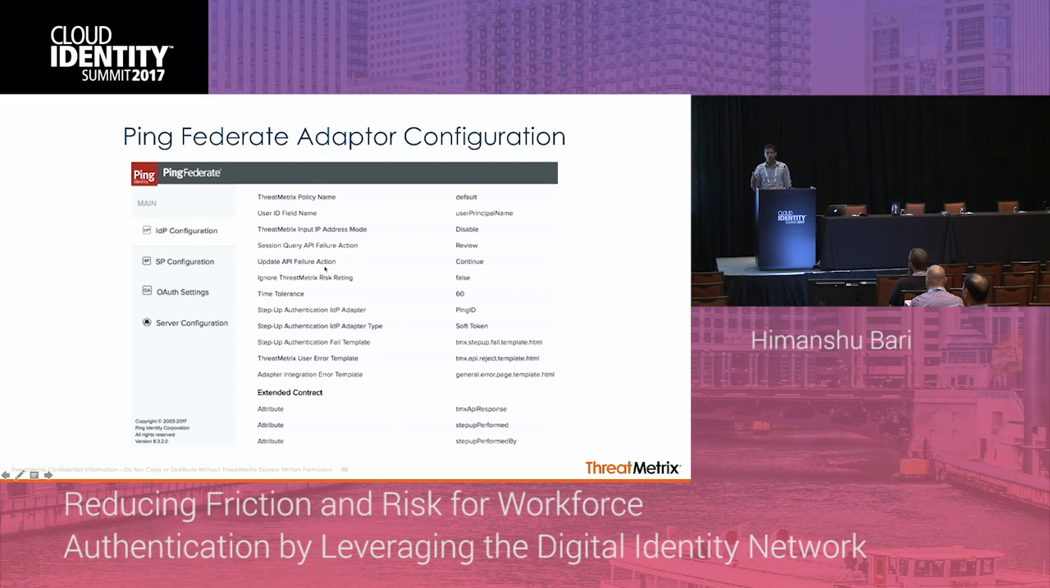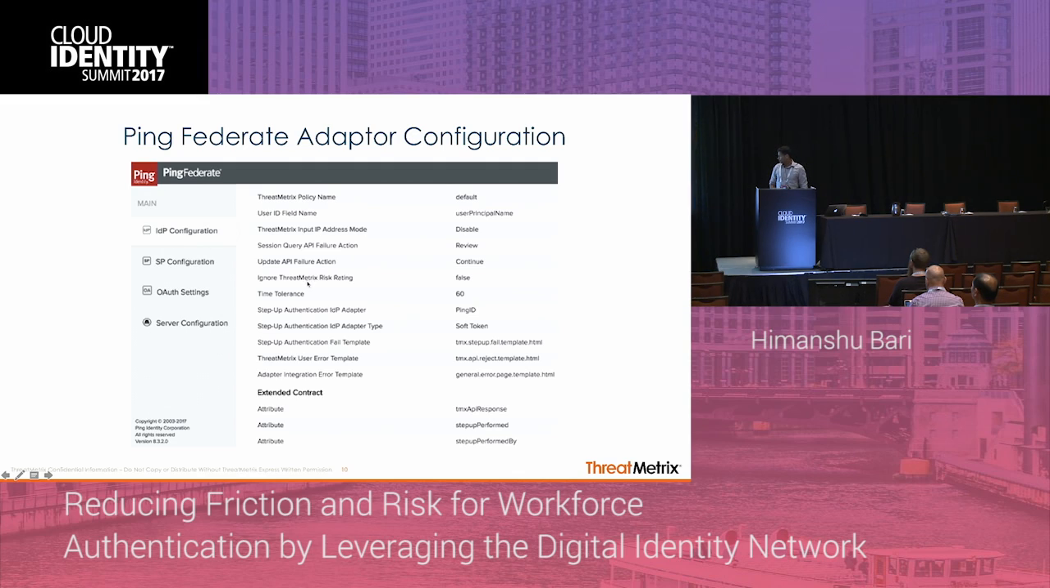So I showed you the case where I had to do a step up using my phone. The result of the step up is also fed back into our network, so we can then use that as well for decisioning on that particular user next time. That is made using an update API call. If that API call fails, then you can configure what to do.